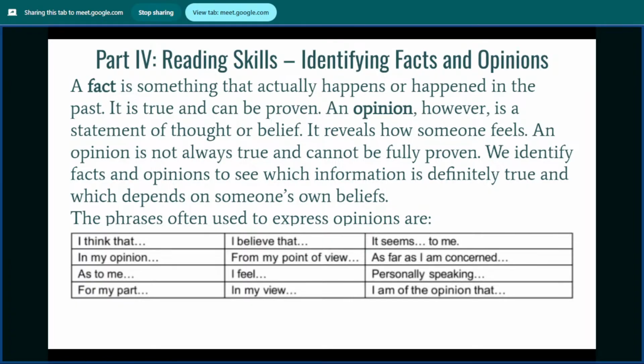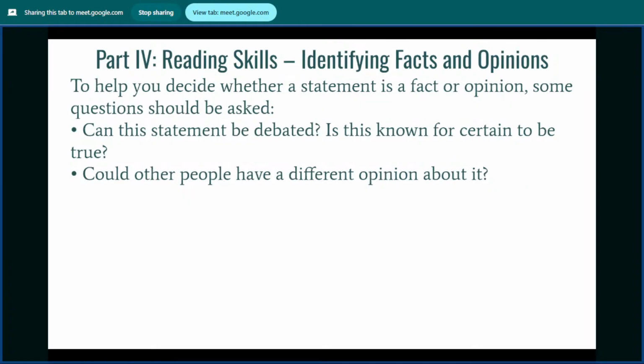We identify facts and opinions based on how the statements have been framed again, correct? Now if I say I think that, in my opinion, as to me, for my part, all these statements put forward an opinion. Okay, now these statements are important for us. Make sure you note them down in your notebook, because when you are trying to speak in your independent task, these are the statements that you will use again. Okay, where you will put forward your opinion. Clear?